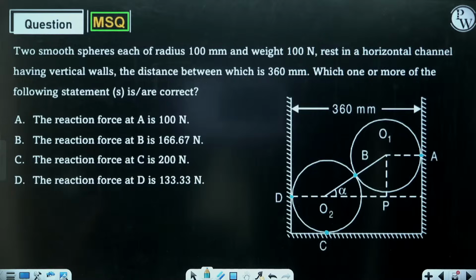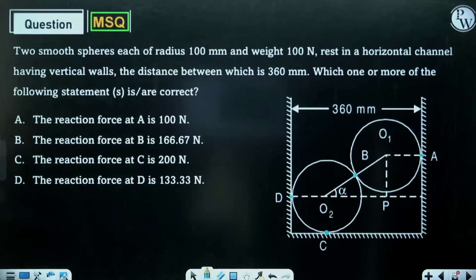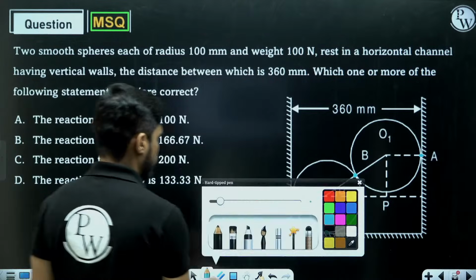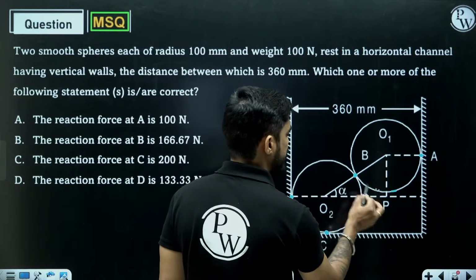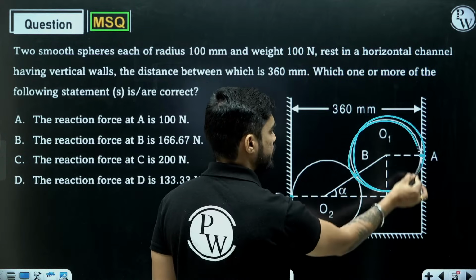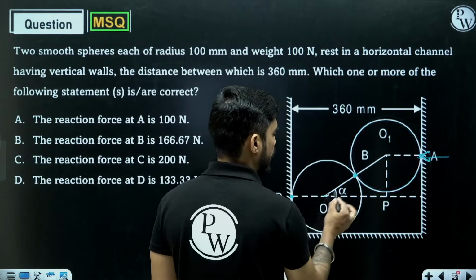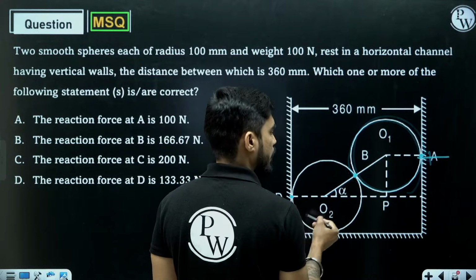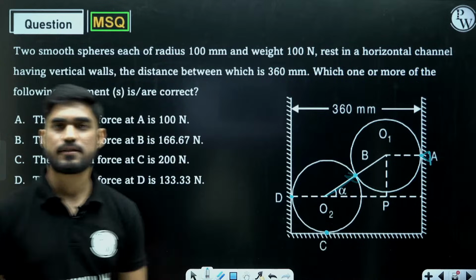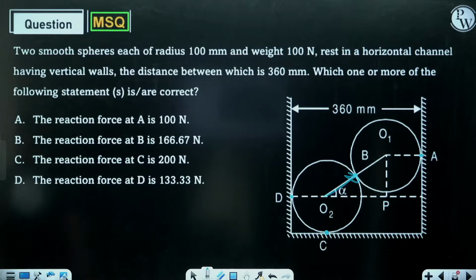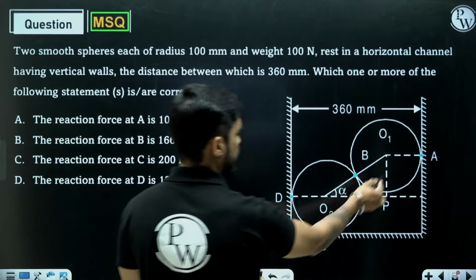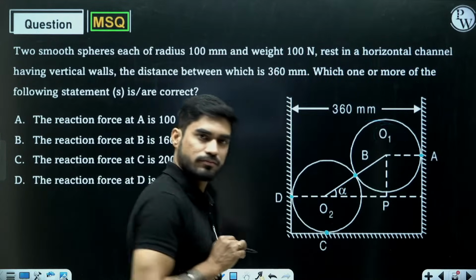Understand. If I draw the free body diagram of this sphere, how many unknown forces will I get? One unknown force will be here, one unknown force will be here, only two unknown forces. So I can solve the free body diagram of the top sphere O1, this first sphere.